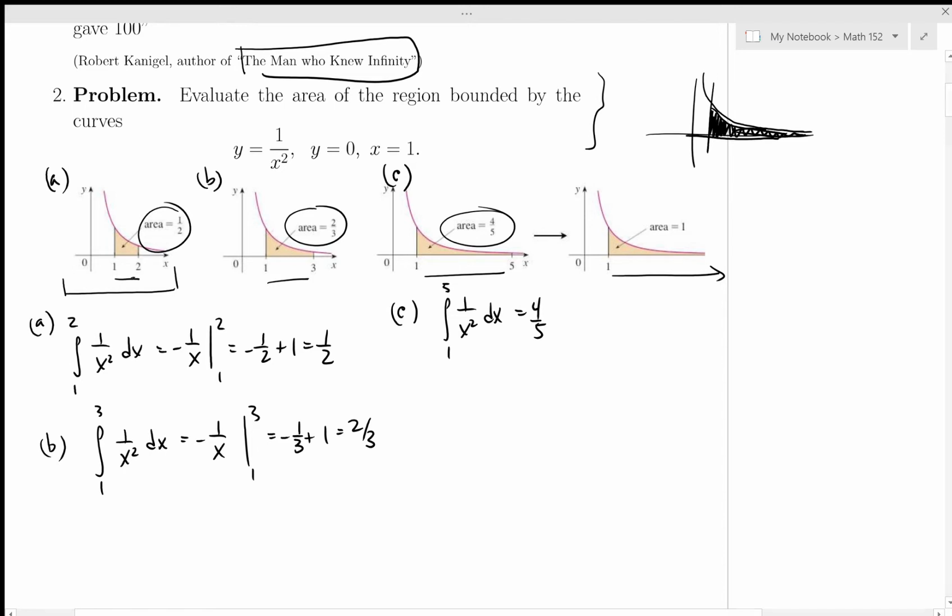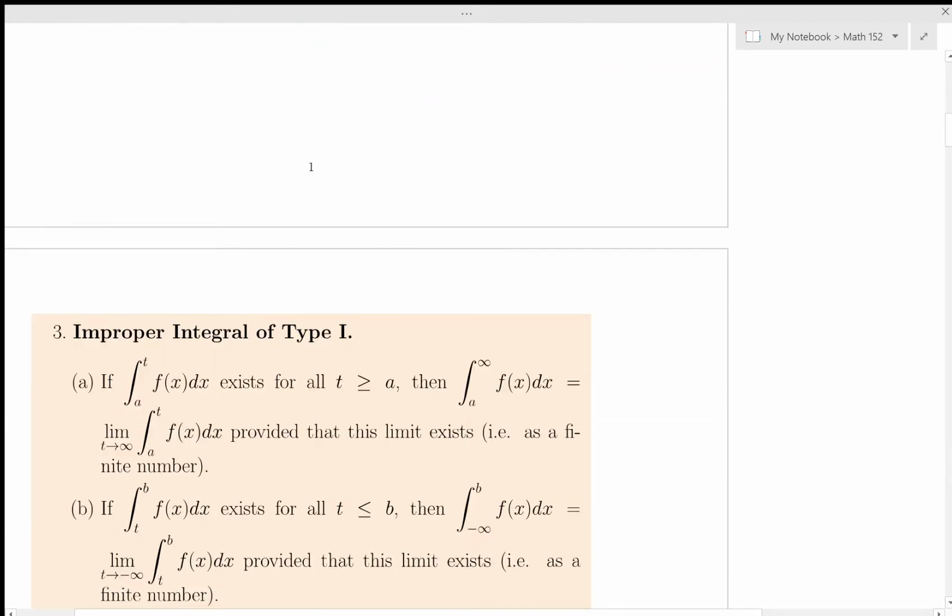What am I going to get to? Well, maybe I'll get to 1. It seems to be somewhat approaching 1. Is that the case or not? That's what we're going to evaluate. First, we're going to evaluate an integral where the interval over which we integrate is infinite. That is an improper integral of type 1.